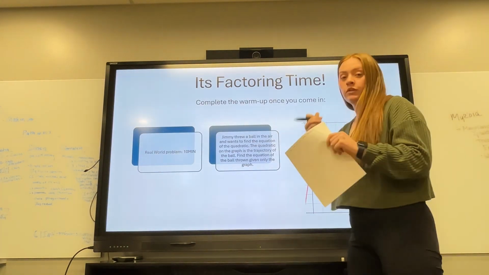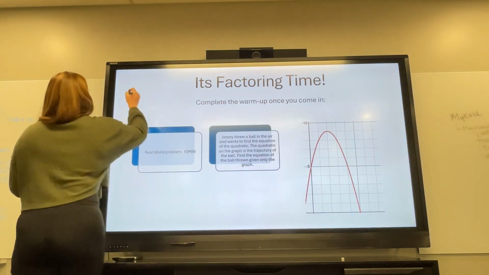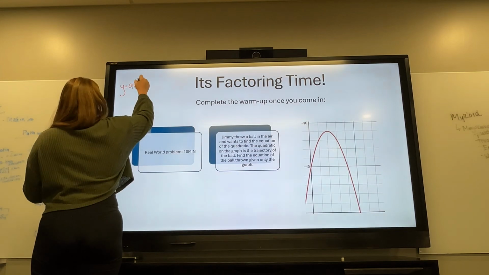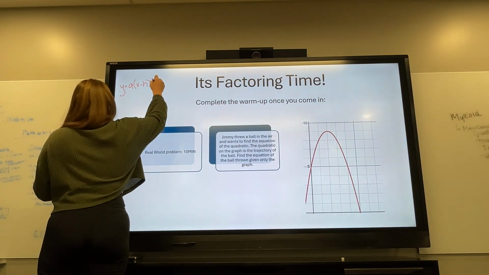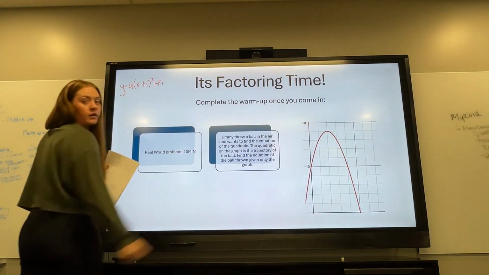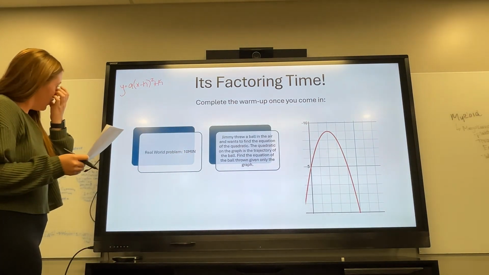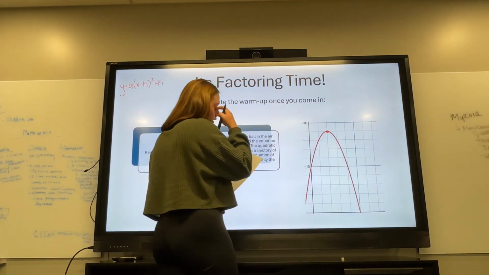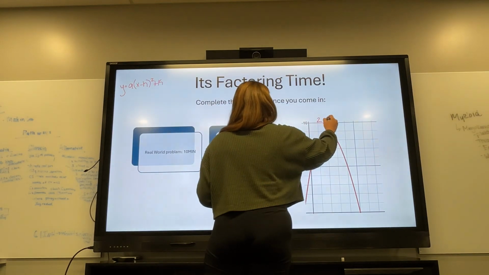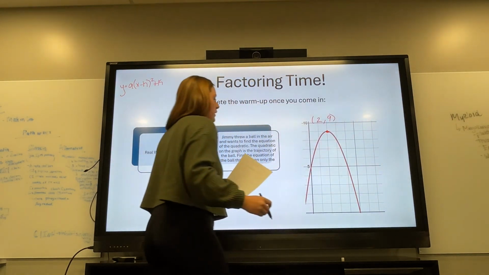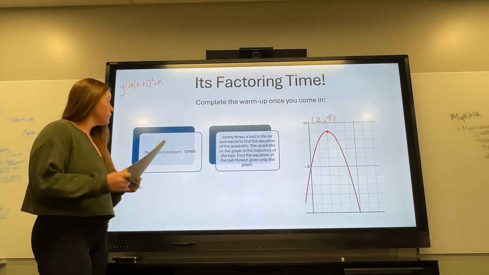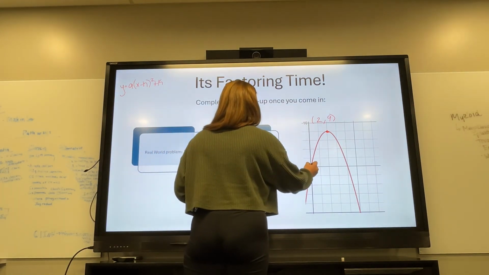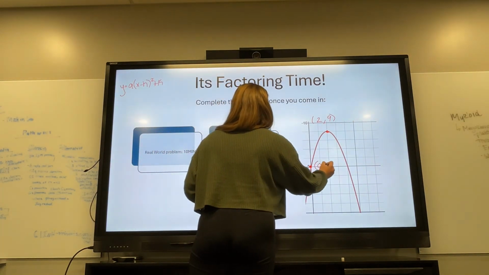So we should know our HK form, which is y equals a(x minus h) squared plus k. That should be what we're working off here. So with this, we'll look at our vertex, which is right here, and that's (2, 9). Okay, and then for our HK form, we're gonna need just one other point. So I'm just gonna pick this point right here, which is (0, 5).